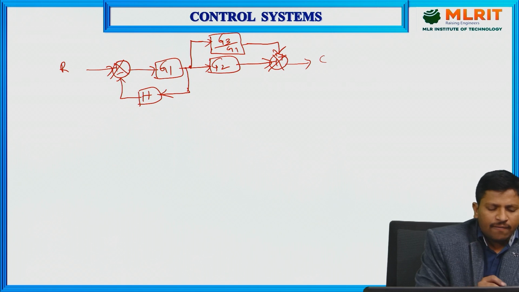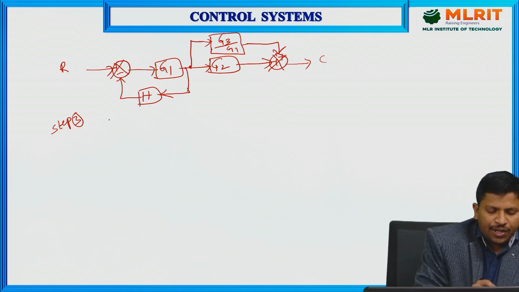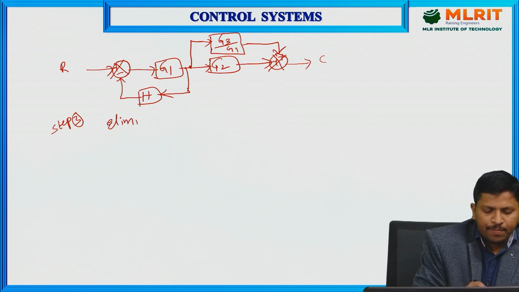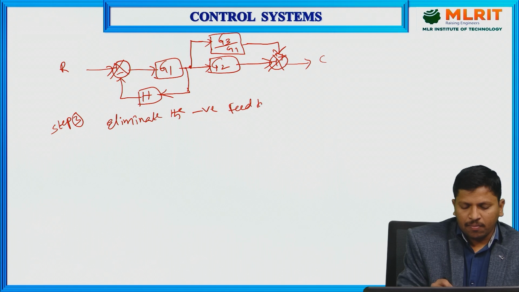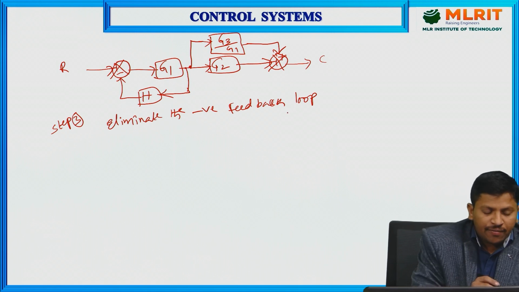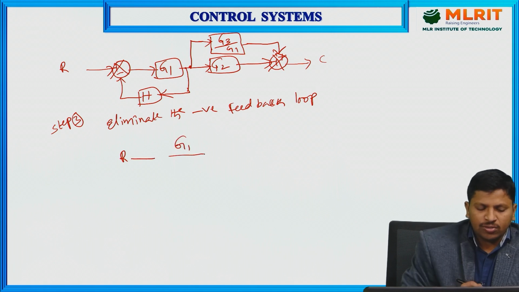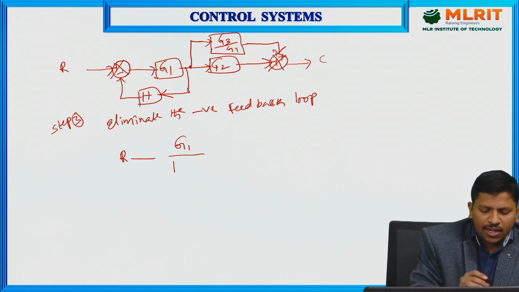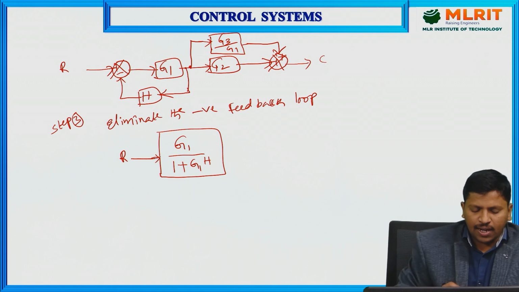Now we are going to use one more rule, in step 3: eliminate the negative feedback loop, with G1 and H. Eliminating the negative feedback loop, we get R, and since these two are negative feedback, in a single block I am going to write G1 divided by 1, ending with the negative so positive, plus G1 and H. This is the gain after the negative feedback element is eliminated.